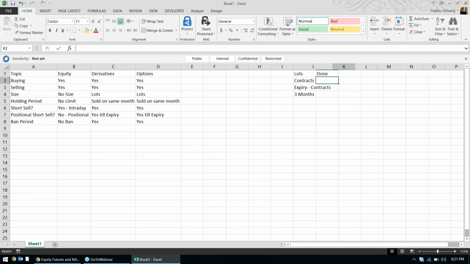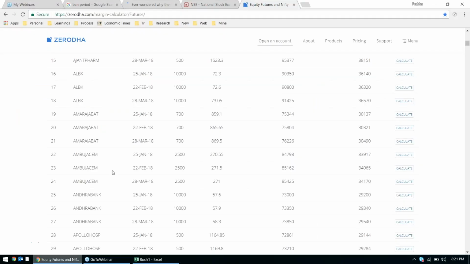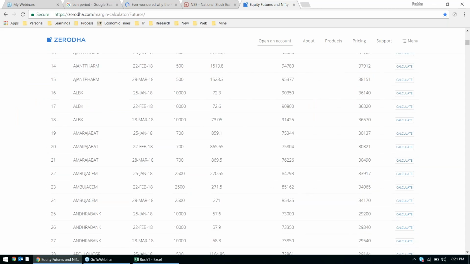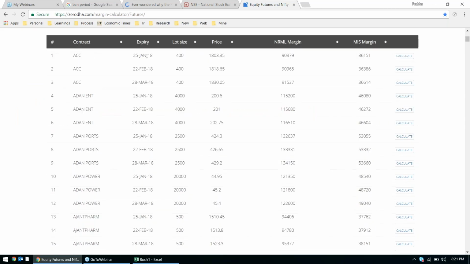Contracts are nothing but this: every stock future can be bought in a 3 months advance contract. This is the January contract, February contract, March contract. The three contracts will be available for you to purchase and sell in FNO stocks. The volume will be high in this month's contract. Next month's contract will have very low volume, and the third month even lower. By the third or fourth week of expiry, the next month's contract will start picking up. This is called a contract.